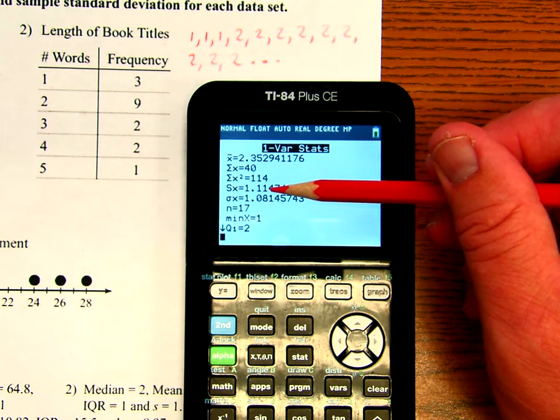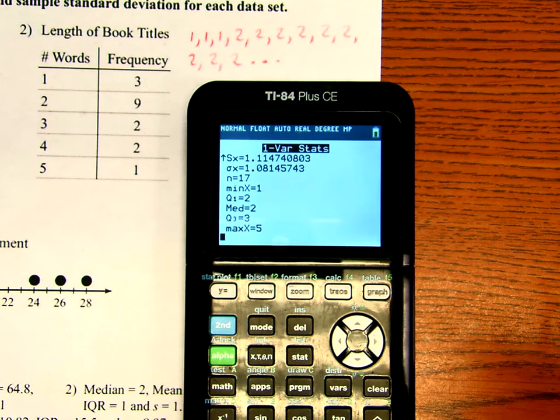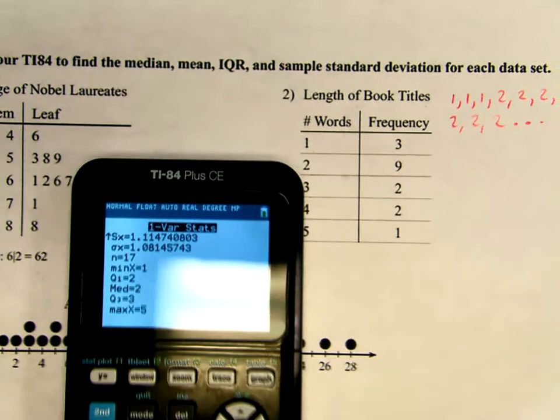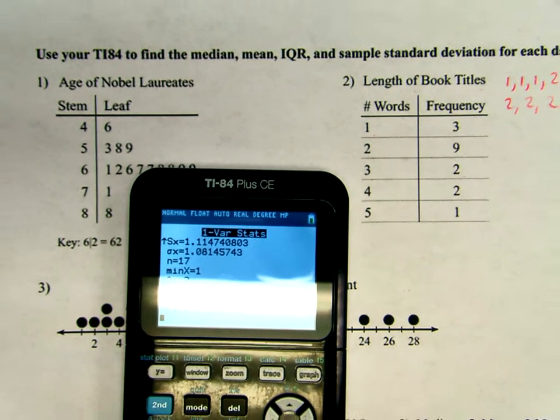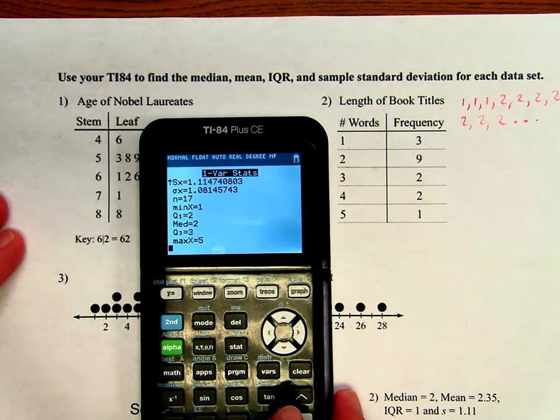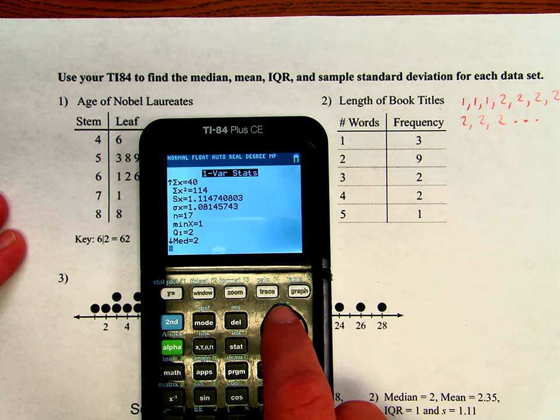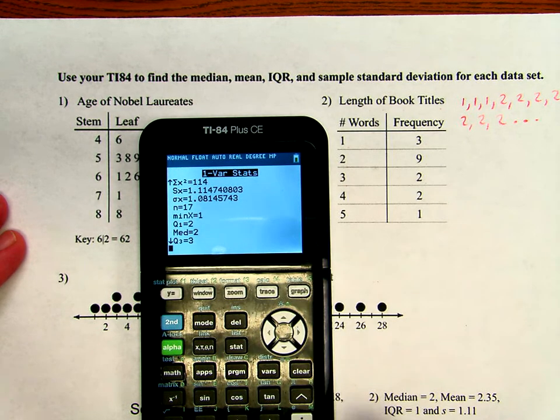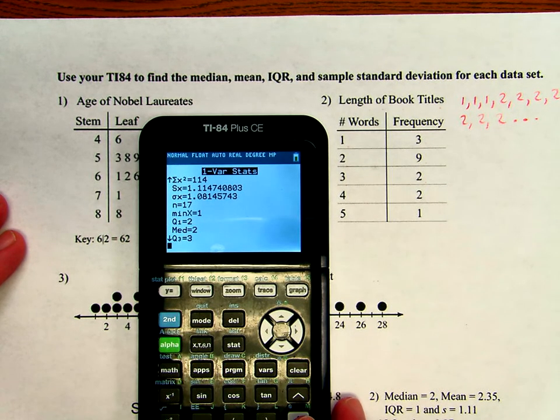Okay, the last 5 numbers are the 5-number summary. So in terms of what they were asking us for here in the instructions, back this out a little bit here. Use your TI-84 to find a median. So that would be the 2. The mean, that was the first number in the list, that's about 2.35.